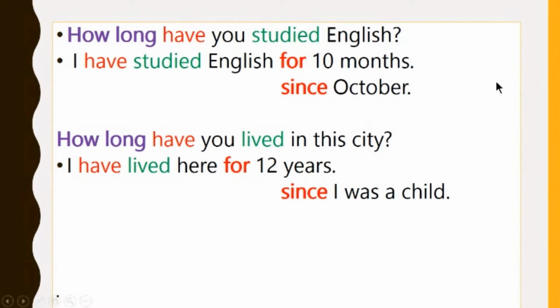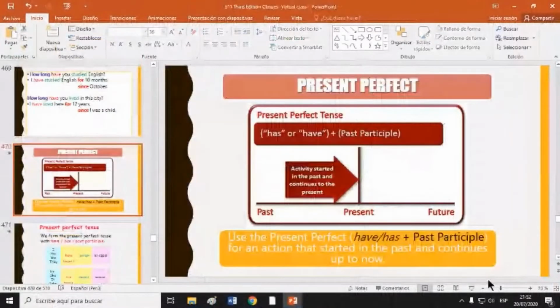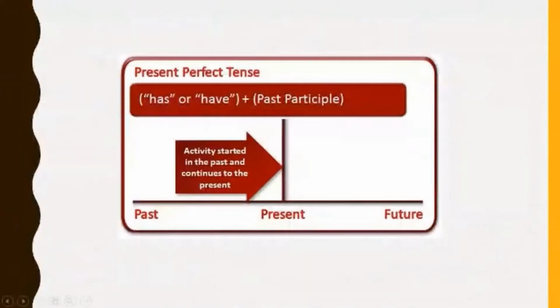So here, listen, when you have how long have you studied English, how long have you lived in the city, we are using the present perfect. I have studied English for 10 months. I have studied English since October, or since I was a child, since 2002, for example, no? So here we are using the present perfect. Yeah, the present perfect. So in basic 11, we start working in the present perfect.